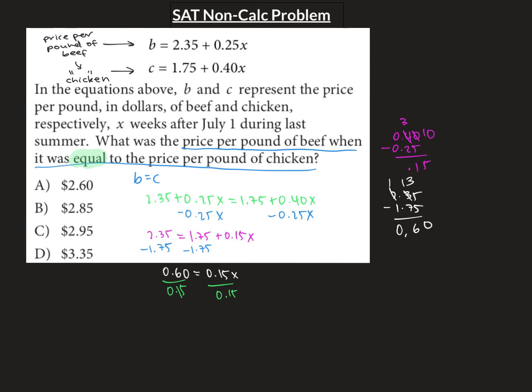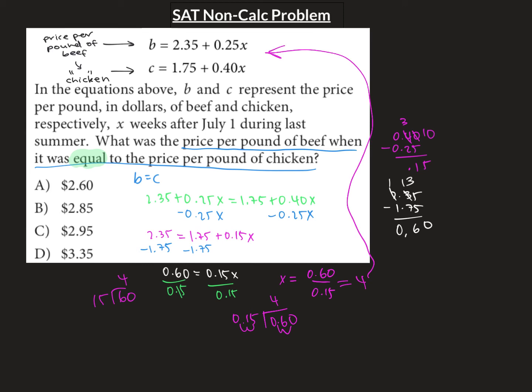So now what we get is x is equal to 0.60 divided by 0.15, which is, so now we carry the two decimal points, so 60 divided by 15, and that is just 4. So this would be equal to 4. So now that we know that x is equal to 4, we can sub it in to our equation. So x equals 4 is not our final answer.